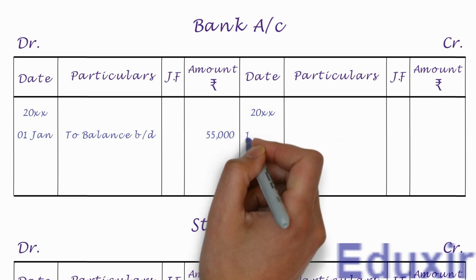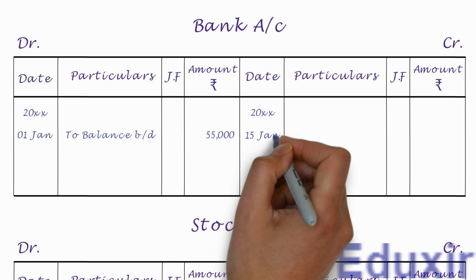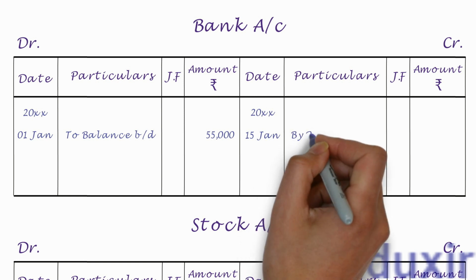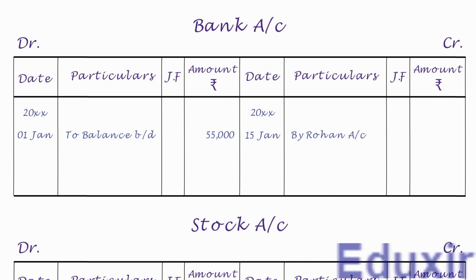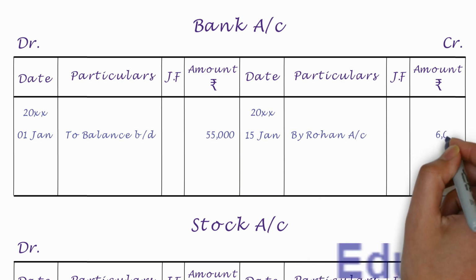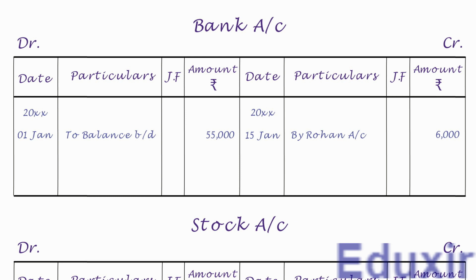Let us then write the date. We need to write by Rohan account into the particulars column. Let us write the credit amount of 6,000 rupees into the amount column. That completes the posting of this journal entry into the bank account. Let us now take up the next entry.